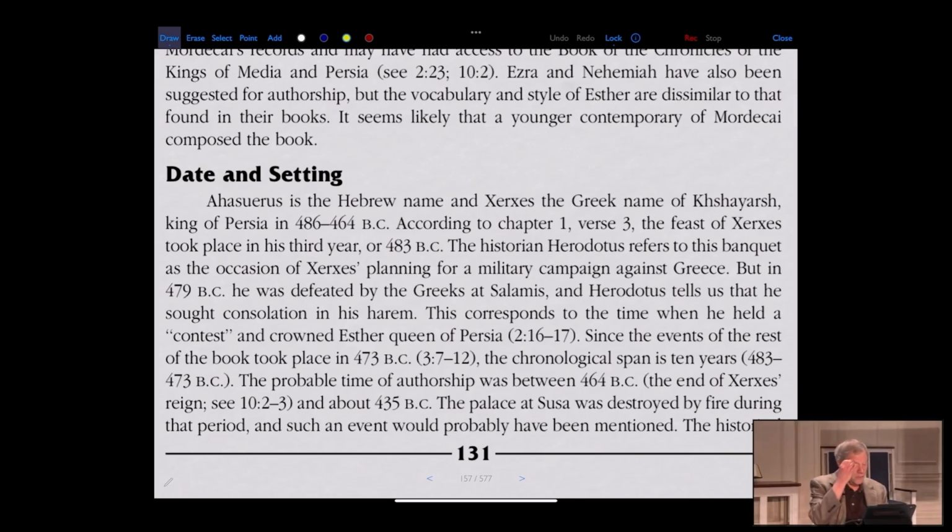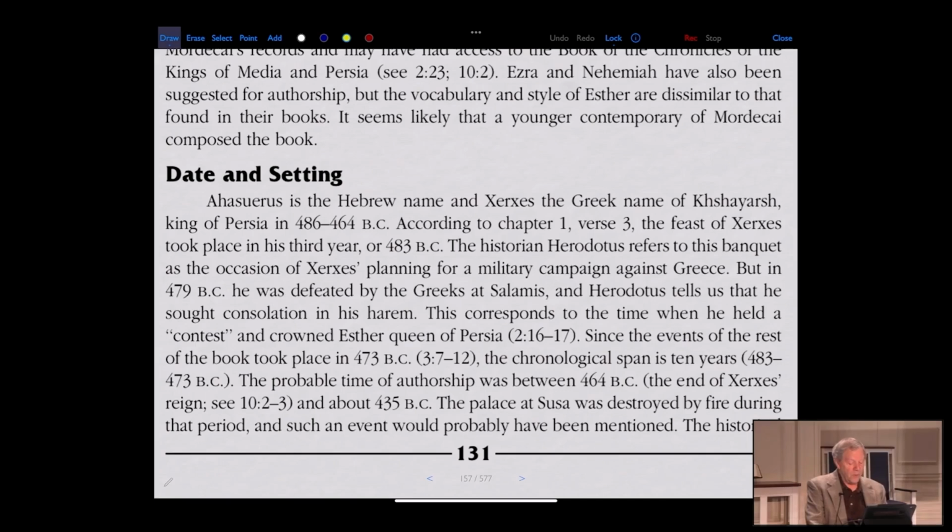And so the story continues then, because you see, this corresponds to the time when he held a contest and crowned Esther Queen of Persia. That was in 216 to 17. And it tells us it was in his 7th year. So the events of the rest of the book take place in 473. The chronological span is 10 years, 483 to 473.